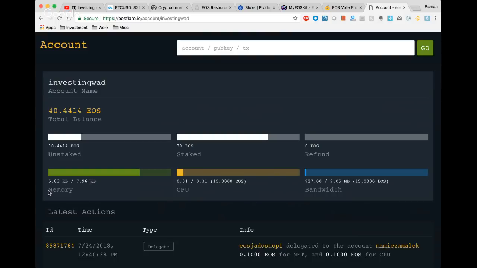And as I said, your memory can be tracked here. So depending on how much RAM you bought, your EOS will reduce and you will get into the RAM. So I hope this clarifies these questions. It was a good question. I think a lot of people don't understand how EOS works. So this is something everybody should know.